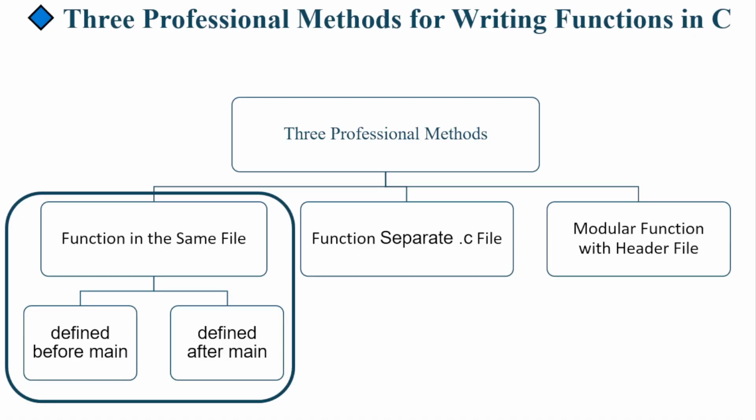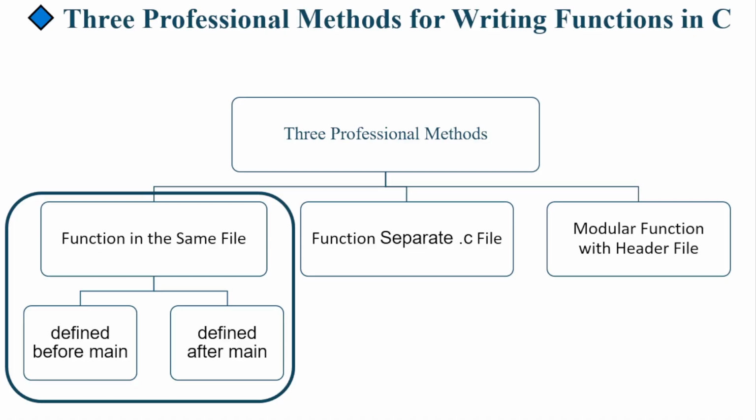It has two variations. A: function defined before main. The function is fully defined before the main function. In this case, no prototype is needed. B: function defined after main. The function comes after main, so a function prototype must be declared above main to let the compiler know about the function before it is used.